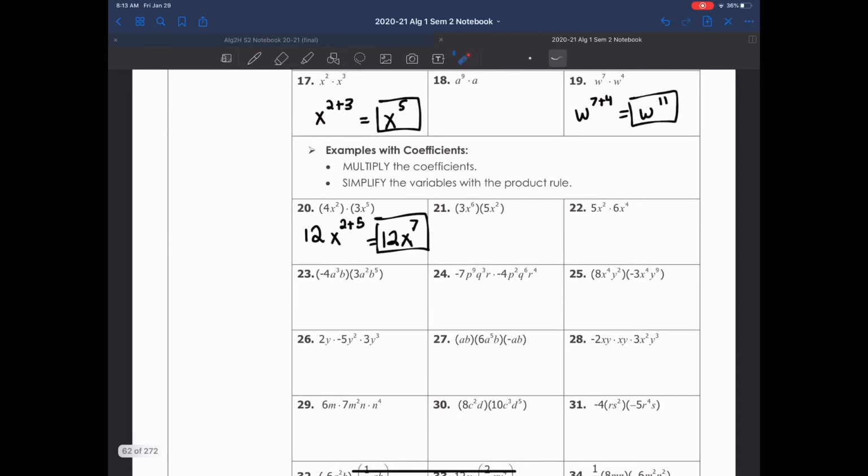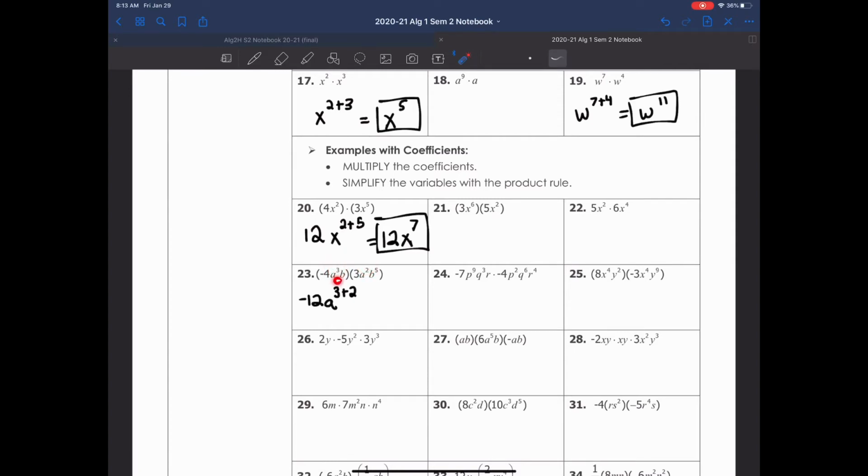Let's look at number 23. Number 23, we have negative 4a to the third, b to the first, times 3a to the second, b to the fifth. Once again, the first thing we're going to do is multiply the coefficients together. So I have negative 4 times 3. That's going to give me negative 12. Then I have a to the third times a squared. Those exponents have the same base, so that's going to be a to the 3 plus 2, okay? We can add the exponents together because they are the same base.